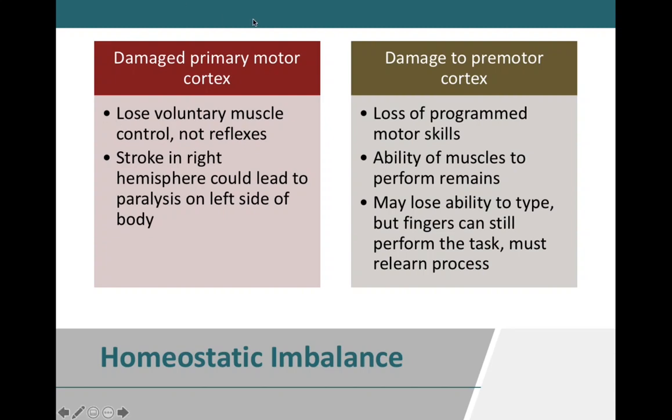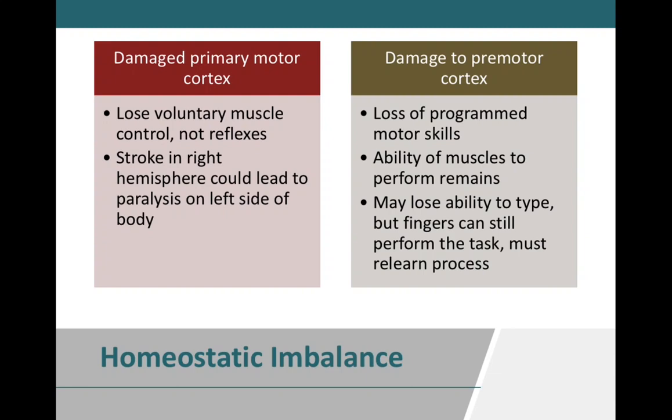So the example that I'm using here on this slide is with the primary motor cortex and the premotor cortex. So the primary motor cortex is controlling skeletal muscle movements. So if this area is damaged in some way, our ability to produce skeletal muscle movements is going to decrease. We might not be able to voluntarily move our muscles as readily if this area is damaged. Now what's very interesting about the primary motor cortex is that if we damage this particular area, we're going to compromise our voluntary skeletal muscle control. However, our reflexes will still remain intact. This is because, as we learned in Chapter 13, reflexes don't go through the primary motor cortex. They travel right through the spinal cord.